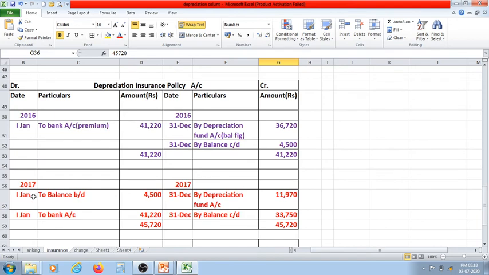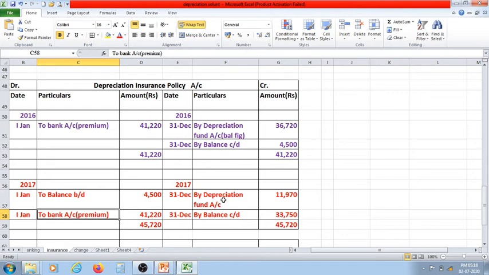Then when you open the account in 2017 in the policy account, you have to first bring forward the balance 4,500, which is mentioned here. On the 1st January, to bank account, that is your premium paid. As you paid in the first year, you are supposed to pay the premium every year, otherwise the policy will lapse. Okay. So premium paid amount is to bank account 41,220, an amount equal to depreciation.